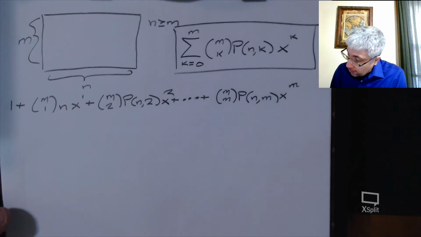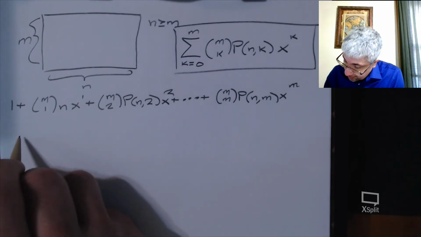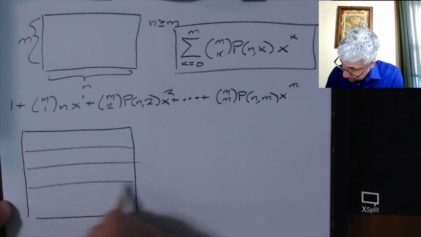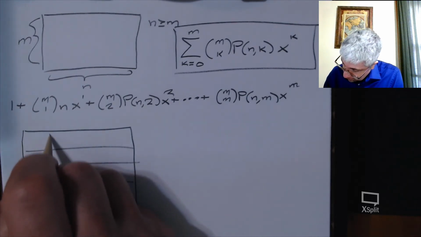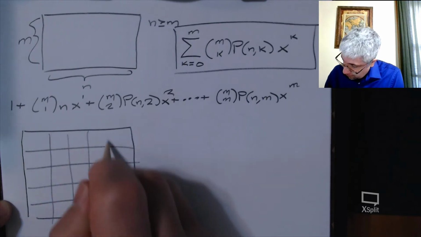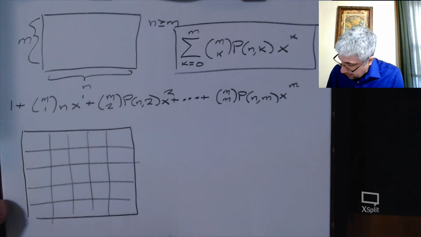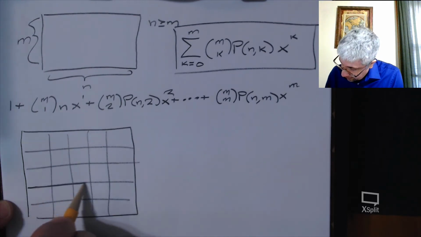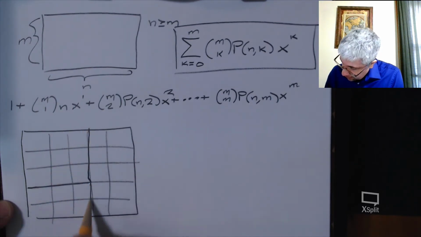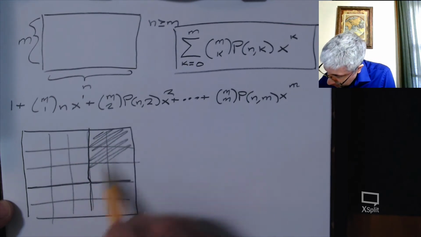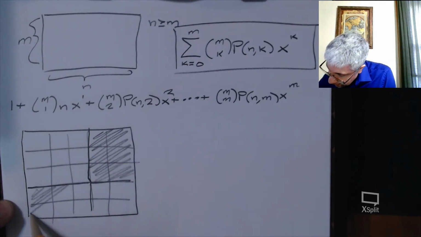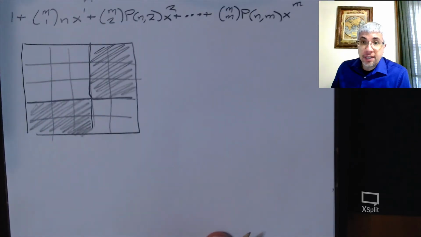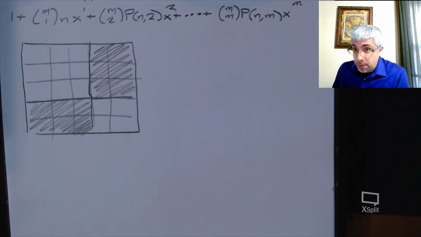Okay, but what if we have a board like this? And let's make it like this. Let's just do this. Shade that, and let's try shading that. Okay, so now this is my board, and I want to find the Rook polynomial.